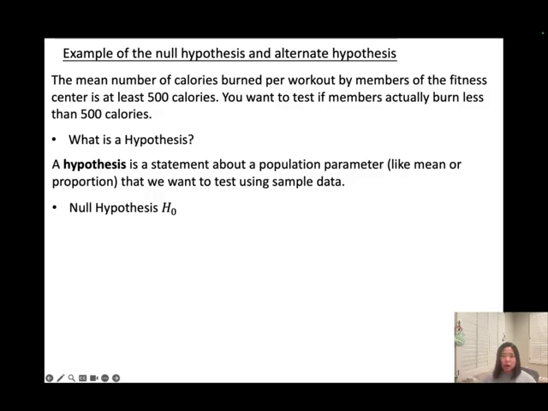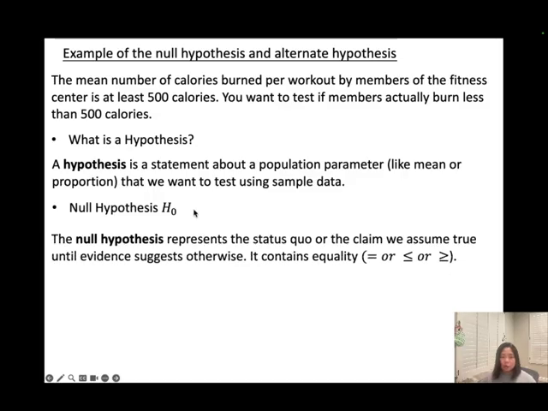And we have the null hypothesis. For the null hypothesis, we use H0 to represent it. The null hypothesis represents the status quo or the claim we assume true until evidence suggests otherwise. It contains the equality. For the null hypothesis, we always use equal, less than or equal to, or greater than or equal to. All of them contain the equal sign.